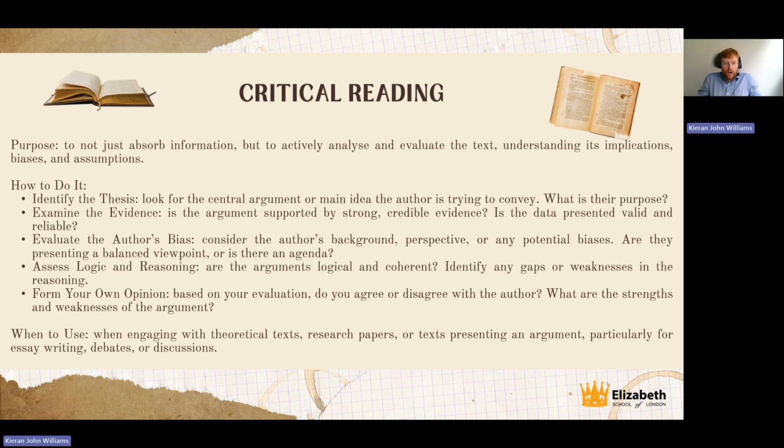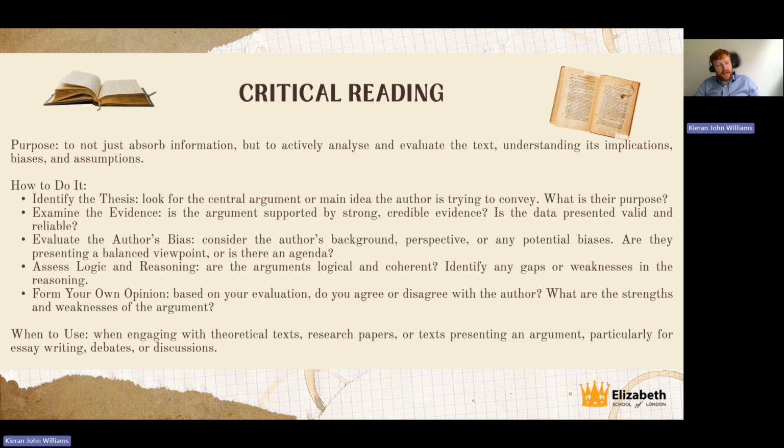Okay, so on to the next one. We're going to be having a look at critical reading. Okay, so this is when you're not just taking in information, but you're analyzing it, evaluating it, understanding it, looking at its implications. What are the results of looking at this information? What does it tell us? Okay, so the way that we do this is, first of all, identify the thesis. So what is the central argument that the author is trying to get across to you? And what is their purpose for doing it?